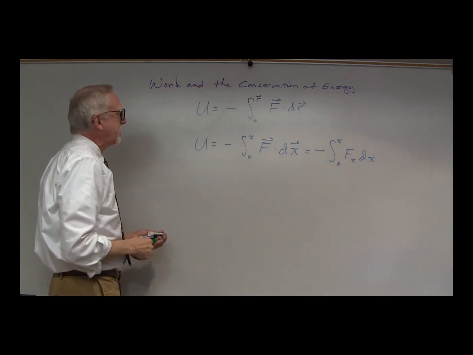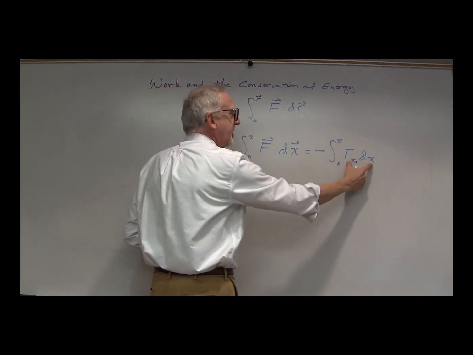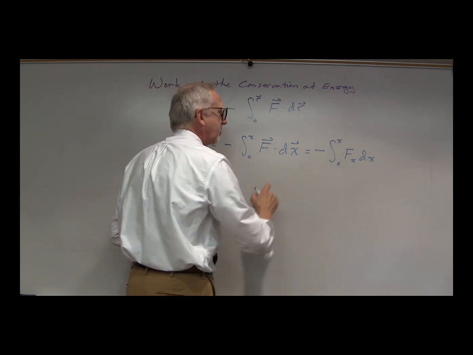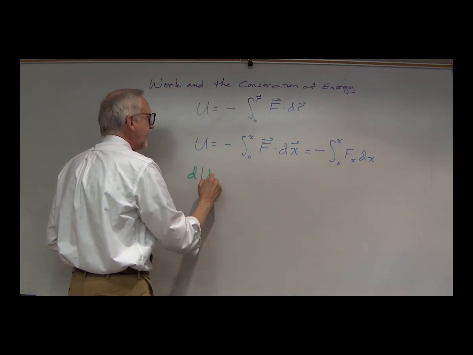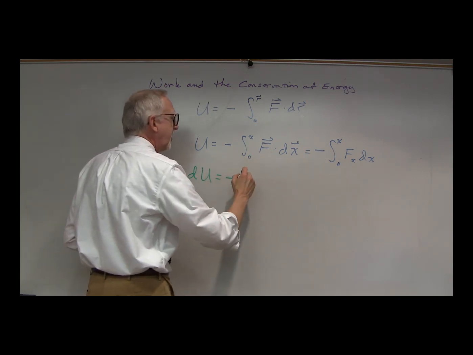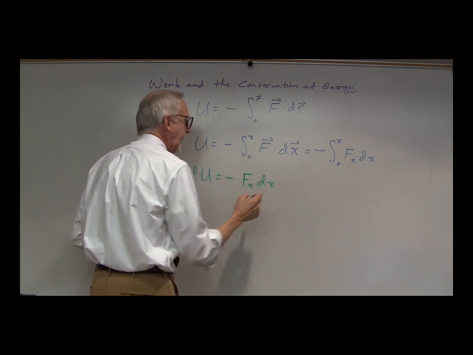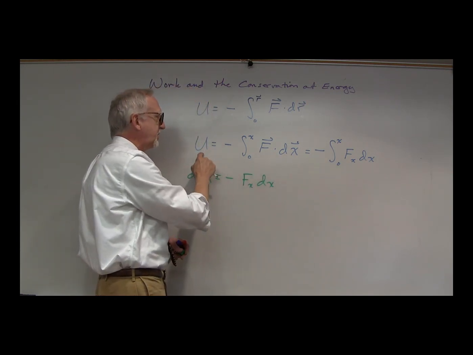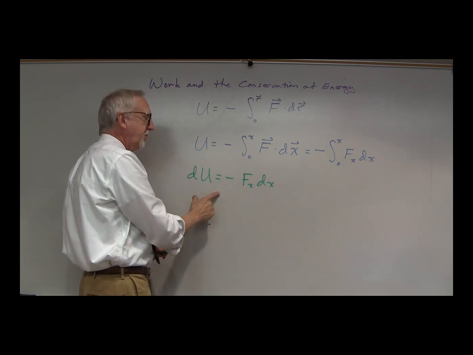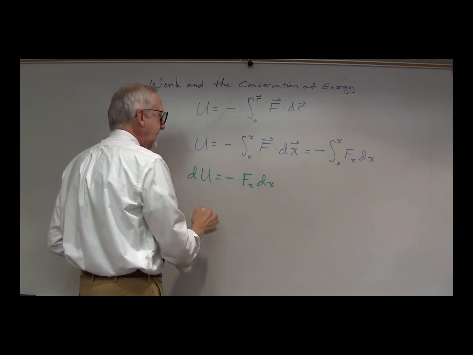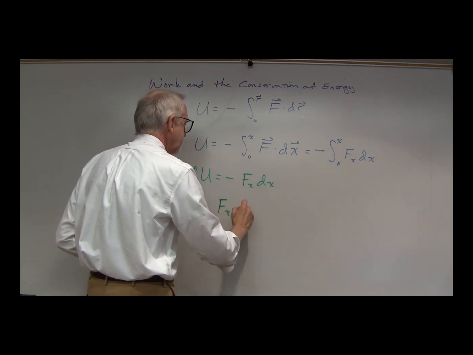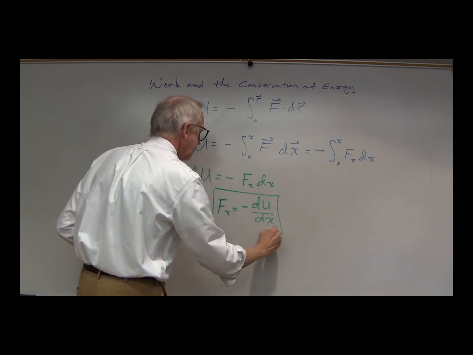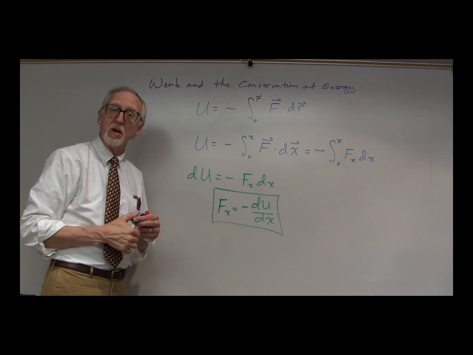Well, if we think about this, with the negative sign, this is telling us the little infinitesimal change of the potential as we integrate. In other words, the little changes of u will be negative f sub x dx. And what we're doing is integrating all of the little infinitesimal changes to give us the total change in u. But right from here, bring the negative and the dx over: f sub x equals negative du over dx. And that tells us what the force is in terms of the potential.